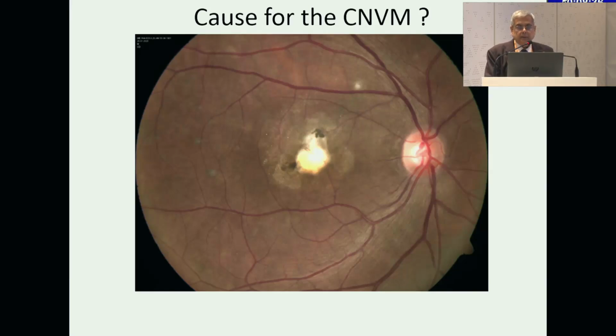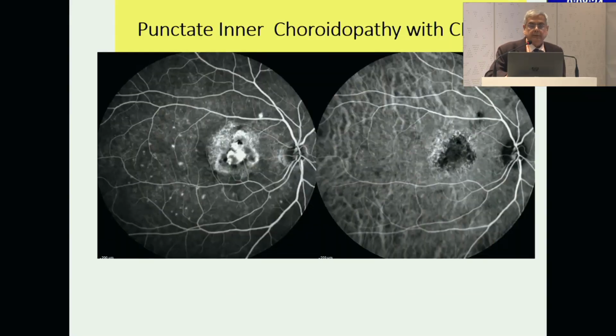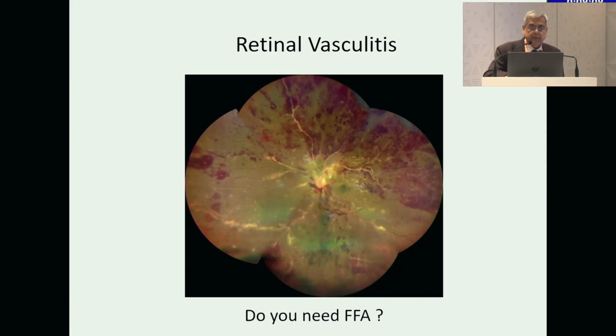This is a patient who presented with a scar in the macular region with a little fluid over it. And what is the cause of the CNVM? If you do a fundus fluorescein angiogram, you could find punctate hyperfluorescent spots all around the CNVM, and this is indeed a punctate inner choroidopathy with CNVM, which is quite common in punctate inner choroidopathy.